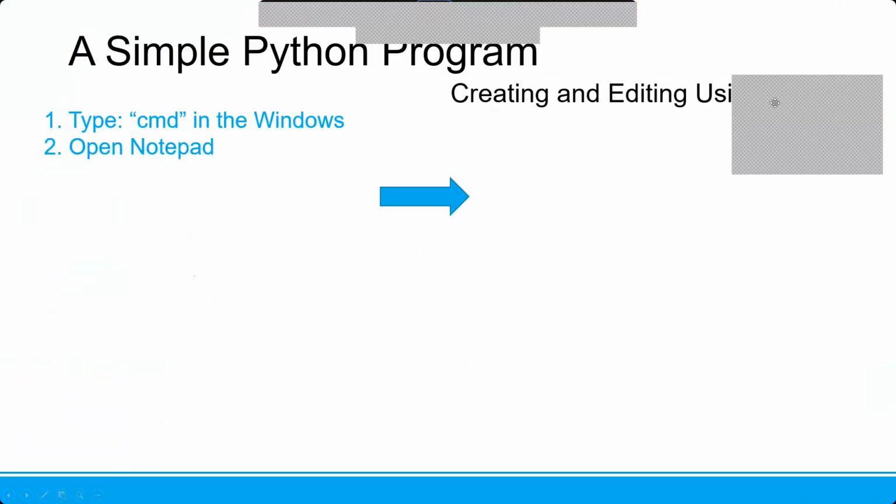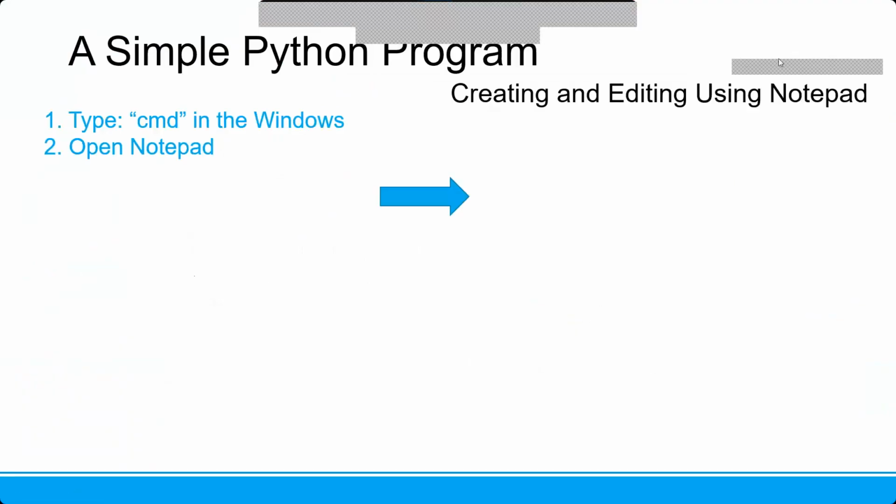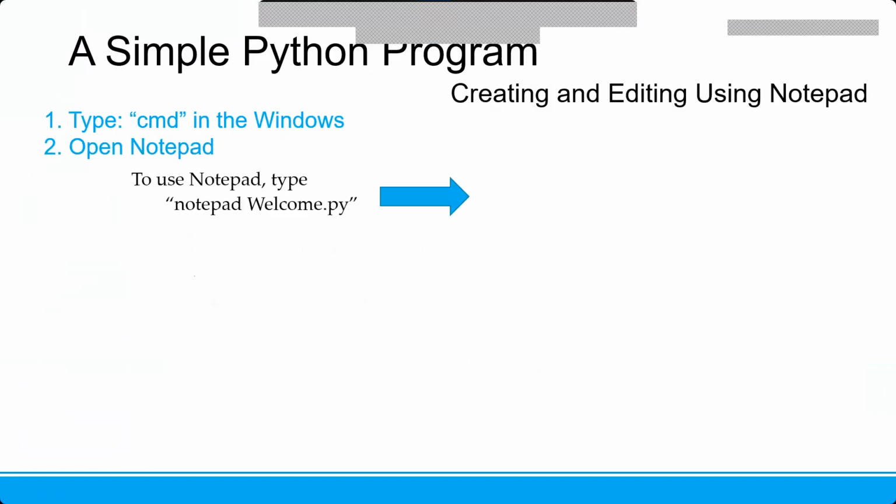So there's another way to create a Python program. You can use the Anaconda prompt, or you can use the CMD in Windows. And then you can open Notepad. Do you know Notepad? I think in Korean it is Memojang. So in order to create the Notepad file, you can type notepad welcome.py.